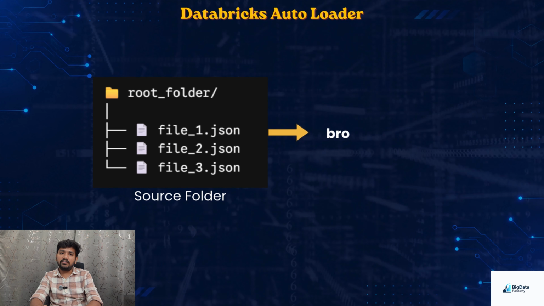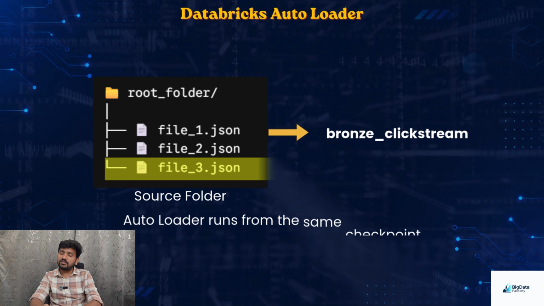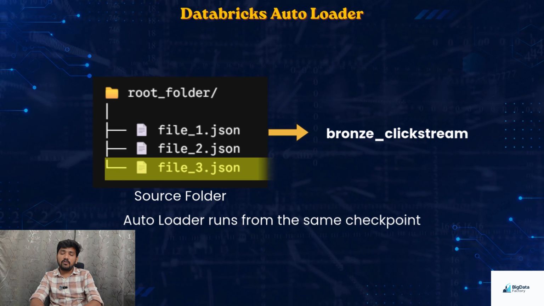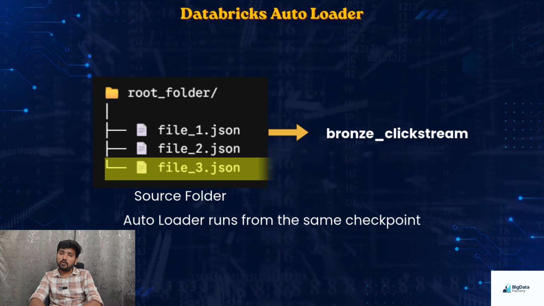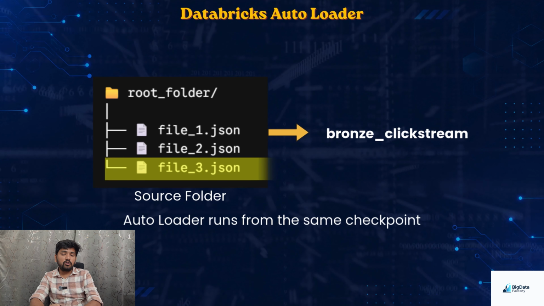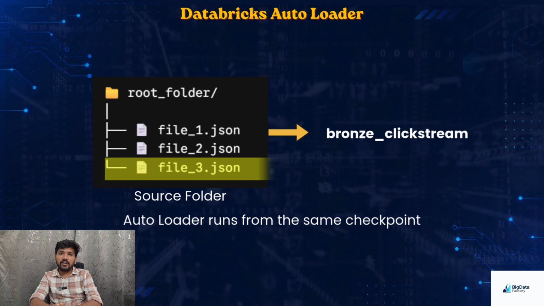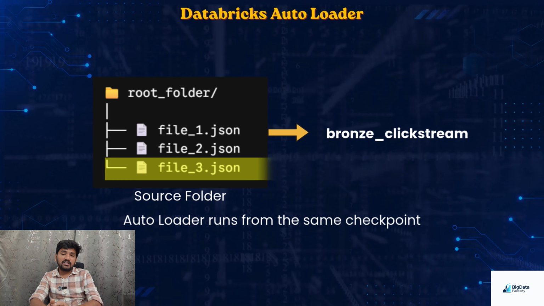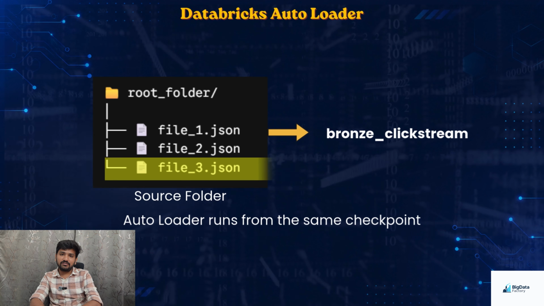Now comes the most important part. Let's say a new file arrives. Now the raw folder has file1, file2 and file3. But file1 and file2 were already processed earlier. So when autoloader runs again with the same checkpoint, it should process only the new file. That is the key behavior. It should not reload everything from scratch. It should not duplicate old data. It should only pick up the new file and append it to the bronze table. That is why autoloader is useful for production ingestion. It removes the need to manually ask which files were already processed, which files are new, which files I should skip. Autoloader takes care of incremental file discovery and progress tracking.